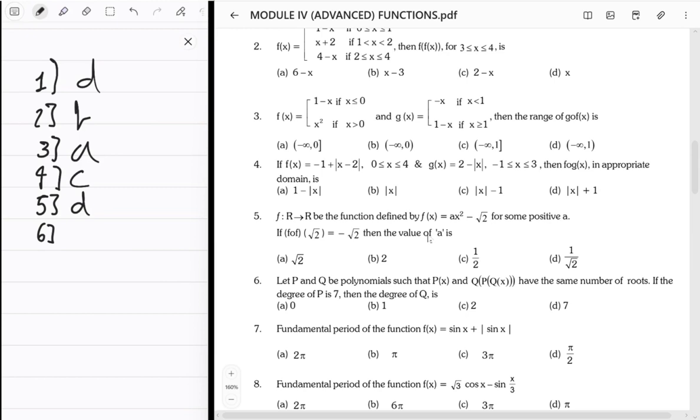Degree of Q is 0? Maybe. No, that can't be the thing. Q can't be a constant. That would not make sense. Same number of roots. Ah, the whole problem is like, okay, I don't know how to do this thing. Q could have degree being 7. I don't know. Like this guy. Wait a second.